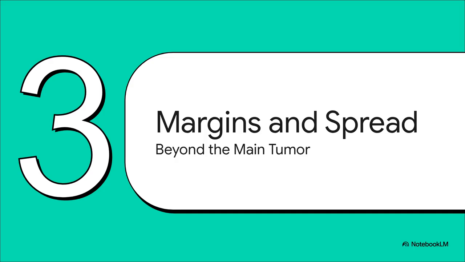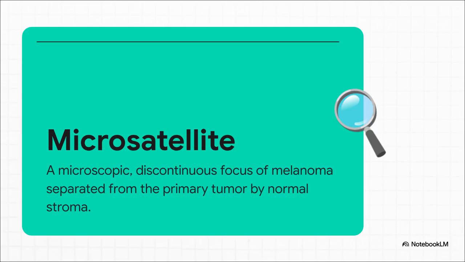Okay, so we've got the primary tumor measured and characterized. But what's it doing? Is it just sitting there, or is it trying to spread? Now we're going to look at the features that tell us about its behavior. The word microsatellite has a very, very specific definition. It's a tiny nest of melanoma that's completely separate from the main tumor, with normal tissue sitting in between. And here's a little pearl for you when you're at the scope.